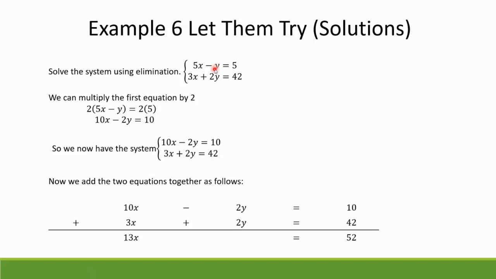Okay, so let's do that. So the first equation, we're going to multiply both sides by 2, as you can see. We have 2 times 5x minus y equals 2 times 5. We get 10x minus 2y equals 10. So the first equation becomes this. Now we can add, right? If we add the equations, you kill off the y, you get 13x on the left equals 52.